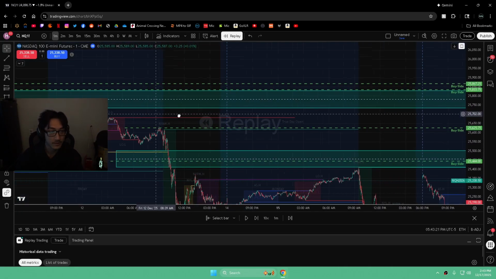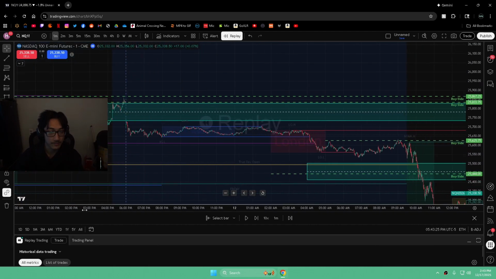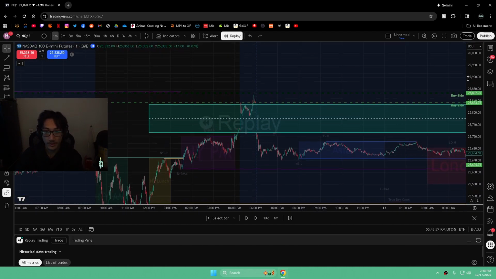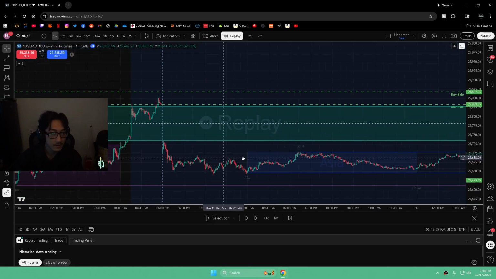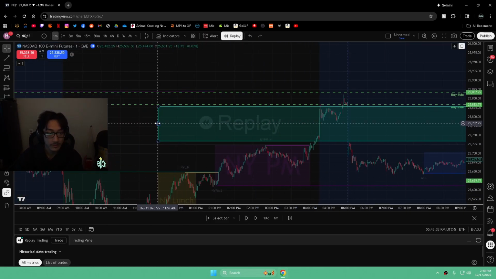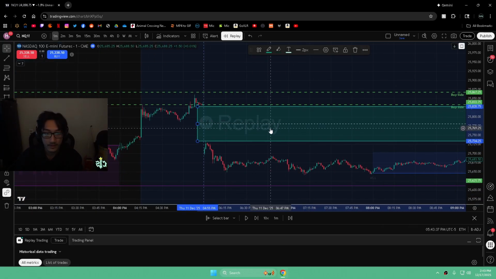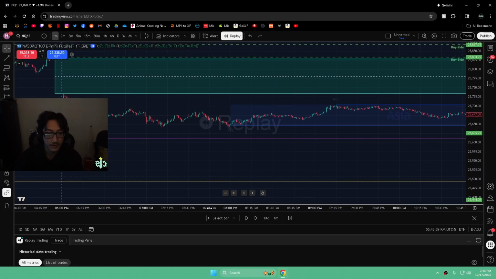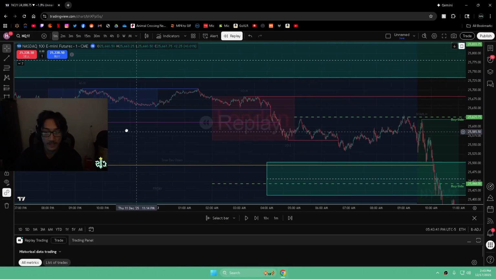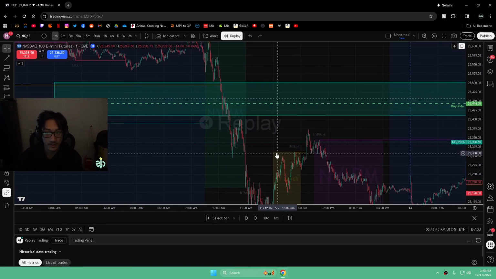I believe there should be a gap here. Yeah, right here. So this gap, you would mark out this gap as an imbalance. So we'll just do that real quick. That should be good enough. You get what I mean. So this is imbalance. This 1 hour fair value gap is an imbalance.